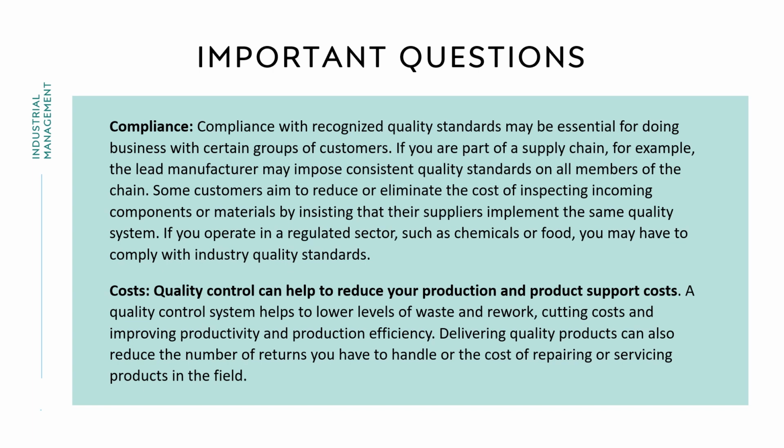If you operate in a regulated sector, such as chemicals or food, you may have to comply with industry quality standards. Costs. Quality control can help to reduce your production and product support costs. A quality control system helps to lower levels of waste and rework, cutting costs and improving productivity and production efficiency. Delivering quality products can also reduce the number of returns you have to handle or the cost of repairing or servicing products in the field.